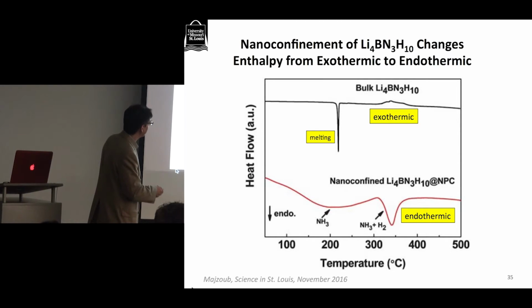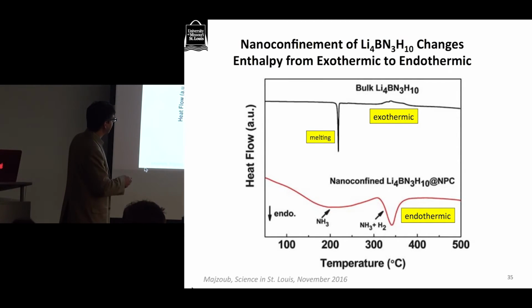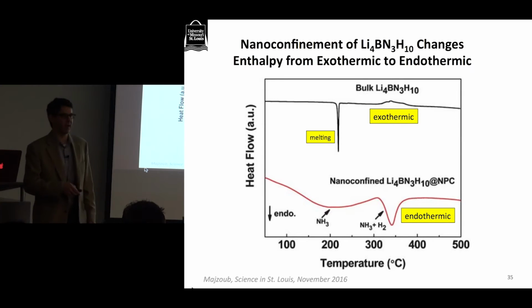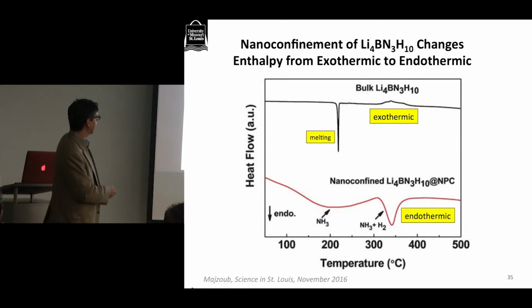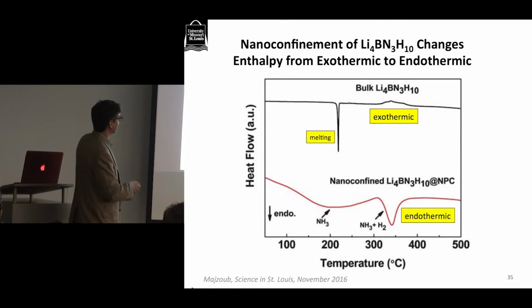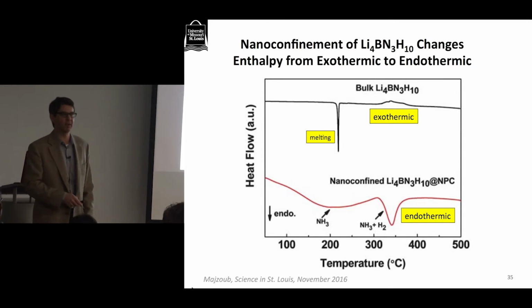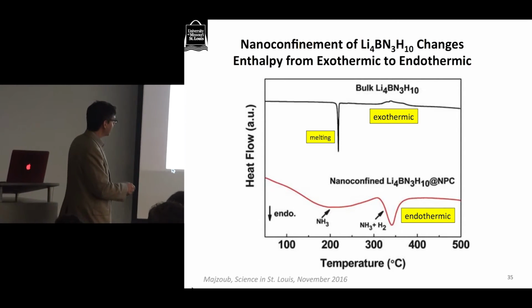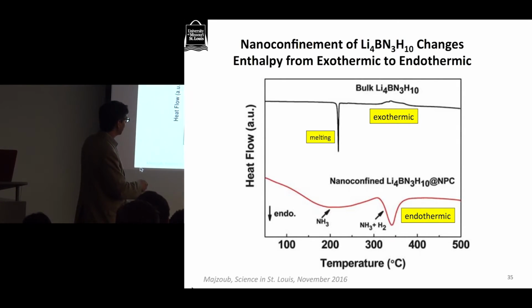And so with this material in bulk, if you start to heat, this is the temperature on the x-axis going up. As you begin to heat the material, this material melts, and melting is endothermic. I have to put heat into it. So we get a down spike for the melting. And then when the material decomposes, these peaks go up, so it's exothermic. That's for bulk material of this compound.